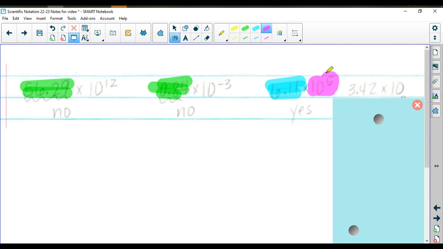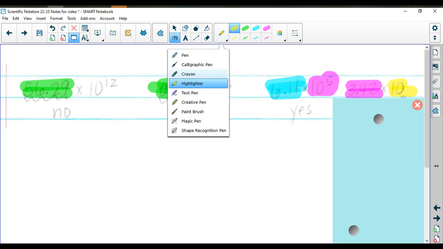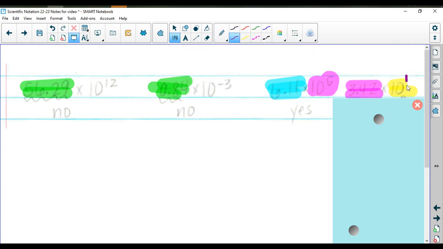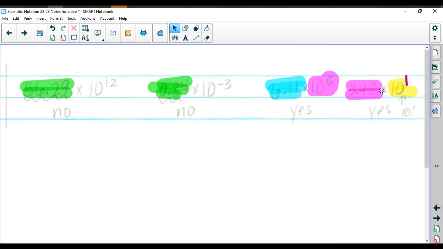Your last example is 3.42 times 10. So the first part here, we have 3.42, which is a number between 1 and 10. We do have it multiplied by 10 to a power, and it just so happens that this power is actually 1. We just don't have to write it. So this one is also, yes, written in scientific notation, because this is 1 to 10 times 10 to some power, which is 10 to the first power.